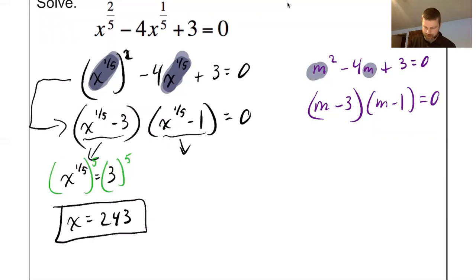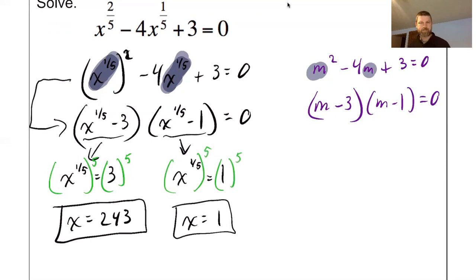This one, a lot easier. That'd be x to the 1/5 equals 1. Take both sides to the 5th power. 1 to the 5th power is still 1. All right.